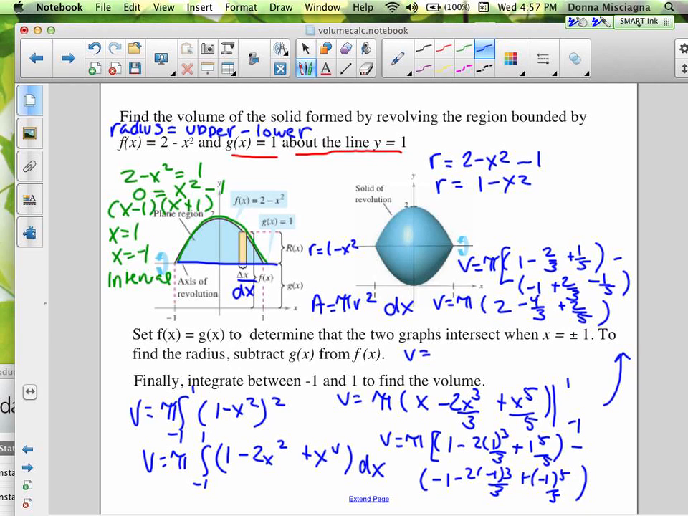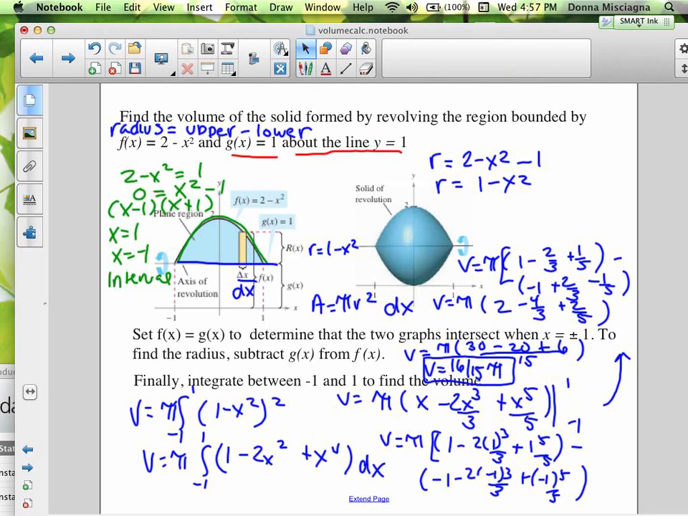So our volume is pi times 30 minus, so 5 times 4 would be 20, and then plus 6 all over 15s. Everyone sees I'm just changing, so -4/3 is -20/15, and 6/15 is 2/5, and so forth. So that's going to give me 16/15. So our volume is 16/15 pi. There it is. We are done. All right, so not too difficult.